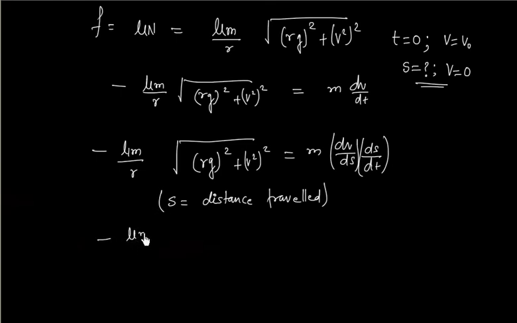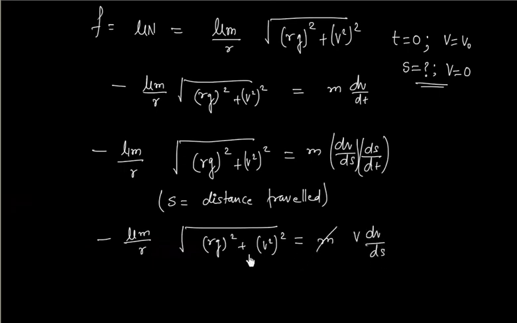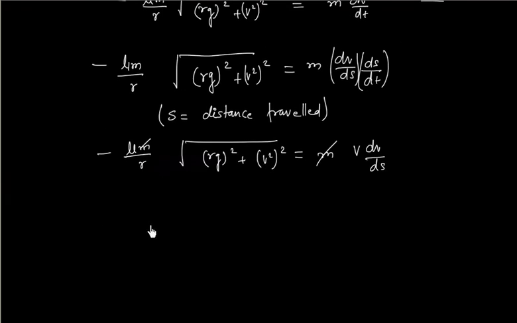So we will have mu m by r. ds by dt is v, so v dv by ds. Mass cancels. So now things are easy. We have ds this side, let us take this root this side.